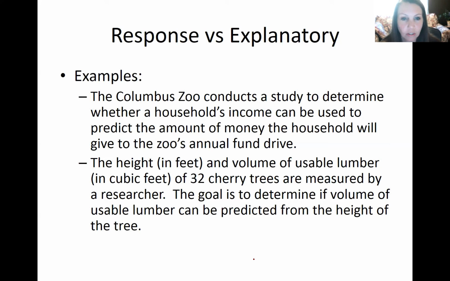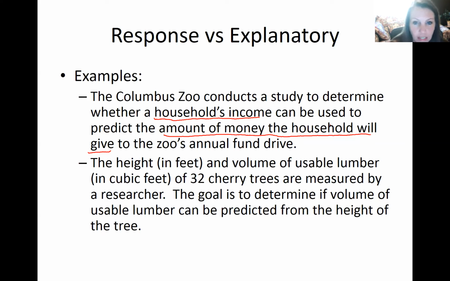All right, first we just want to see what are the things that we're measuring here. We're looking at household income and the amount of money that the household will give to the zoo's annual fund drive. So those are the 2 variables. We have to decide which one's going to be our X and which one's going to be our Y. Remember, the thing that we're trying to predict, our output, is going to be the Y. And the thing that we're using to predict is going to be your X.